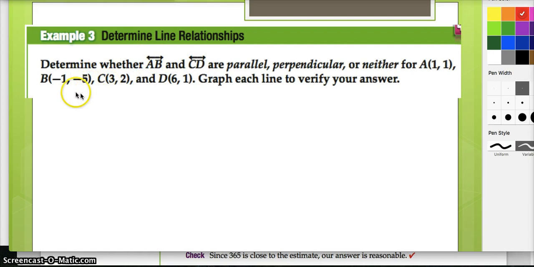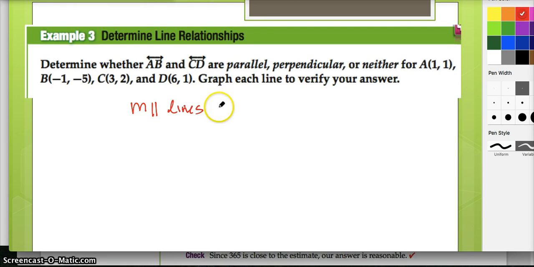So AB has the points (1, 1) and (-1, -5). And C is (3, 2), and D is (6, 1). I'm reading this out, partly thinking, okay, so how do I tell them what to do? So I'm hoping you remember that when lines are parallel, their slopes, the slope of parallel lines, are equal, right? Does that ring a bell?